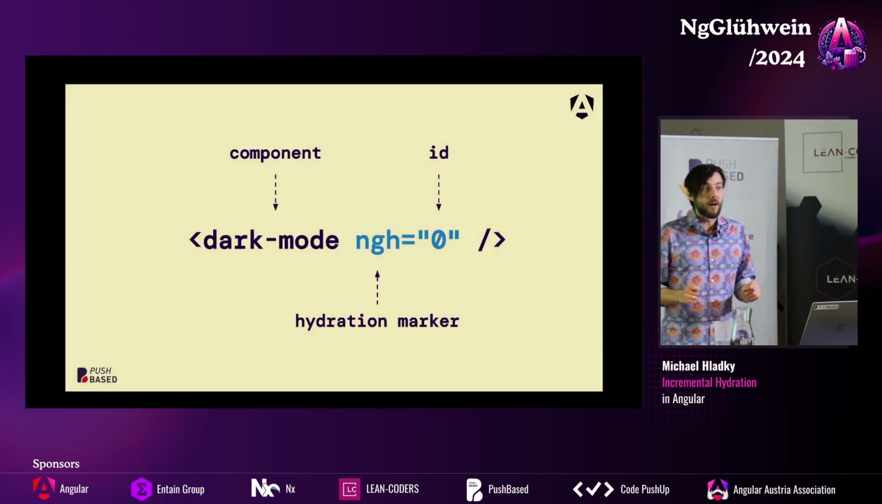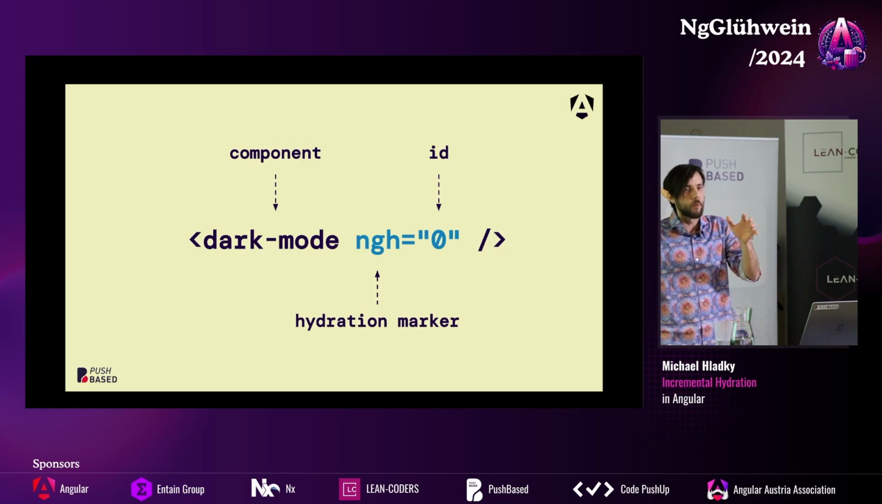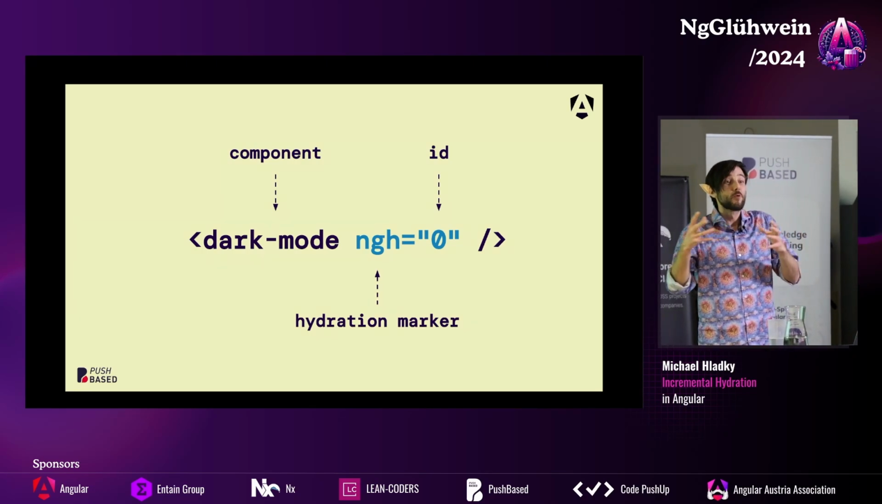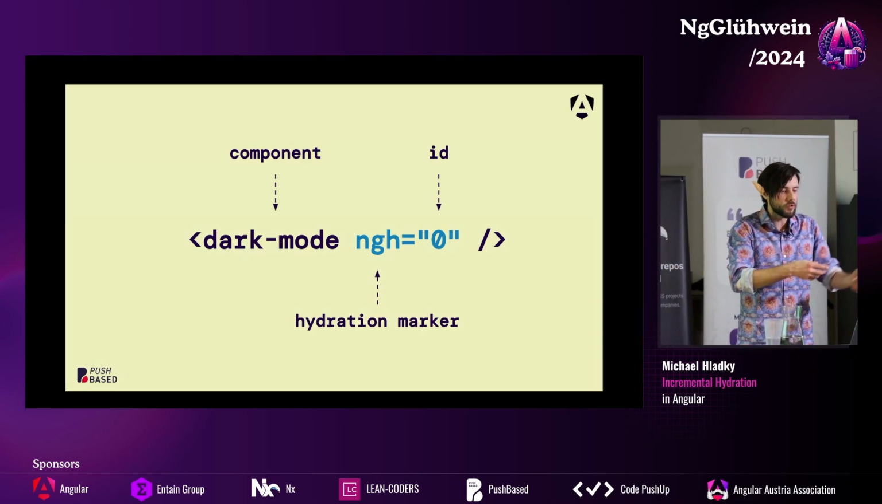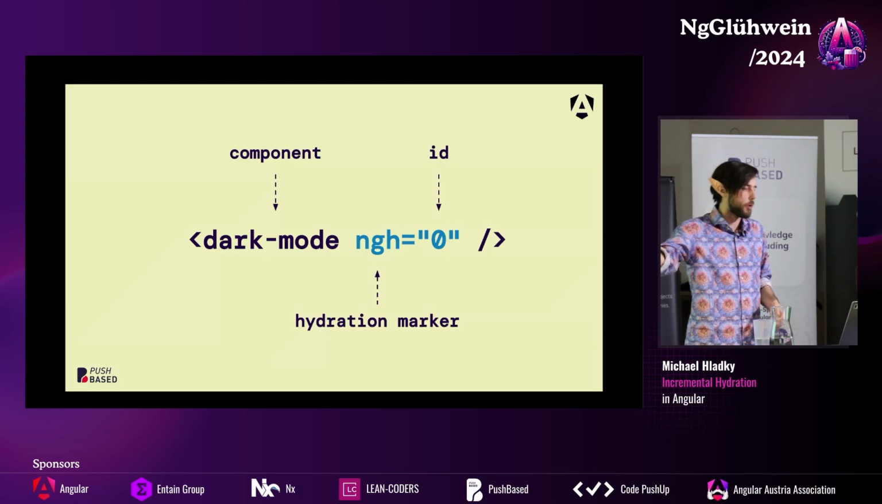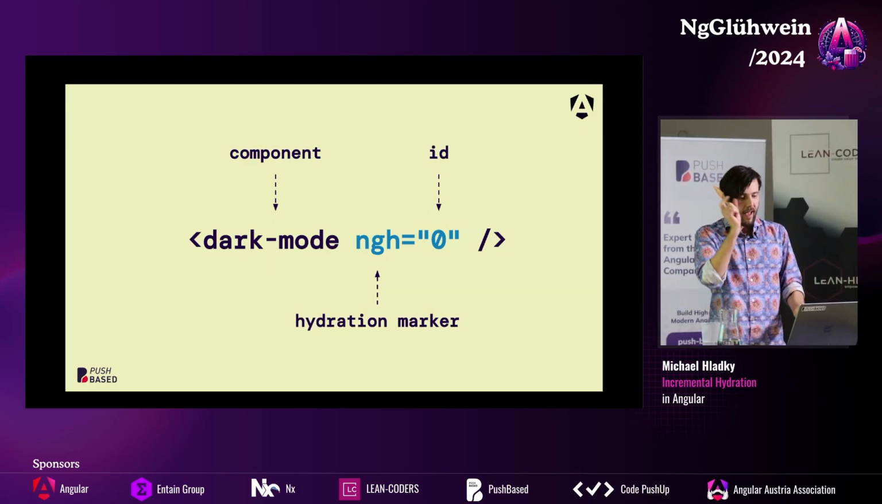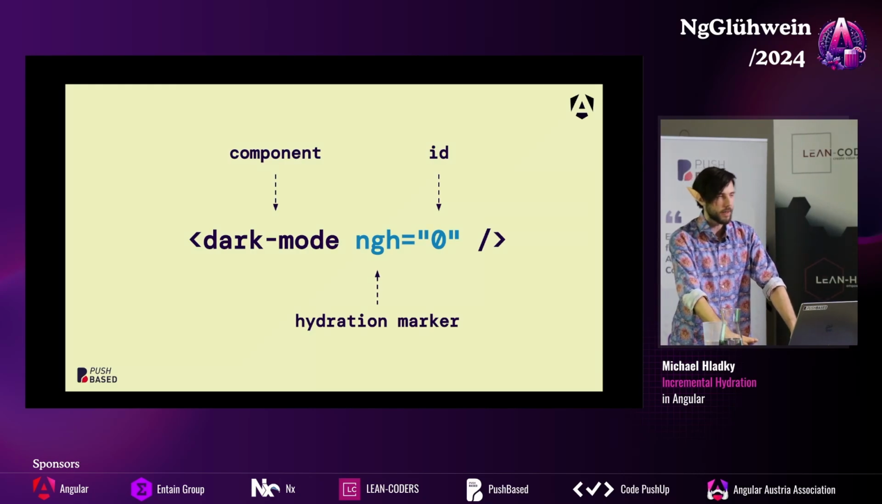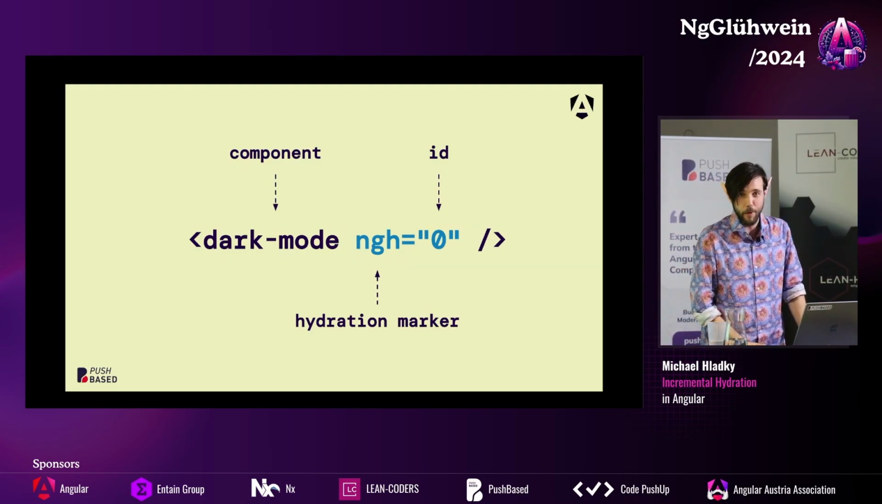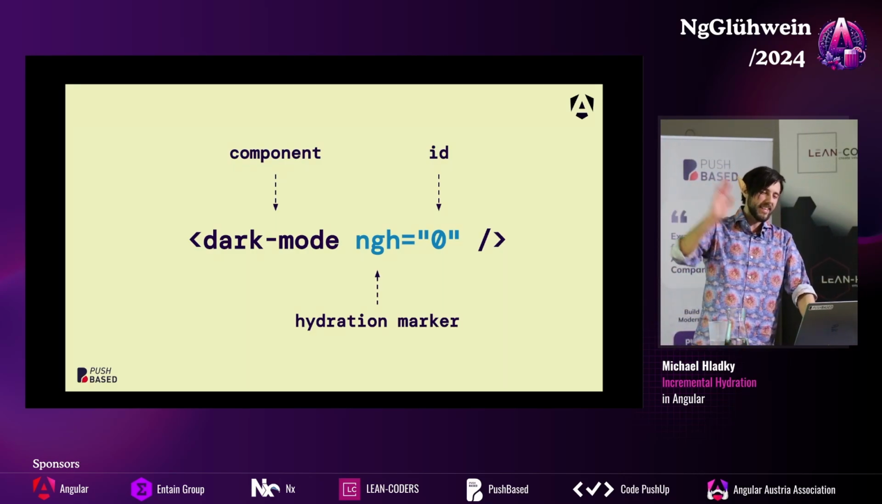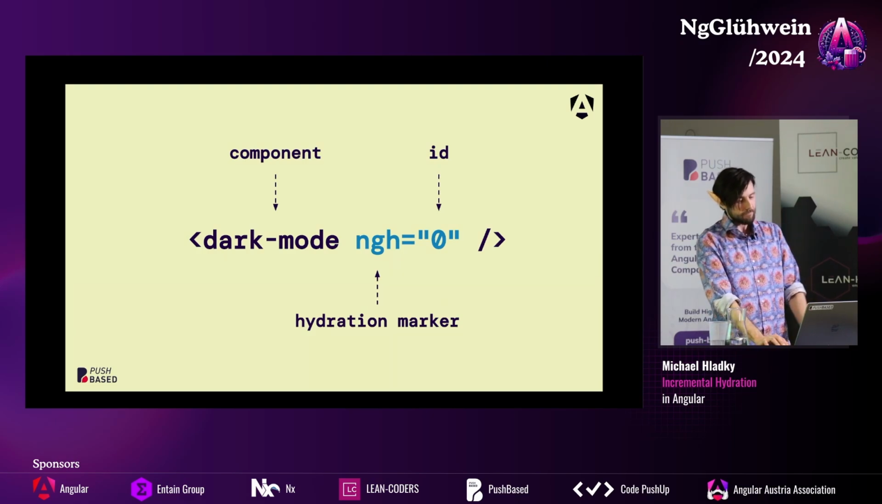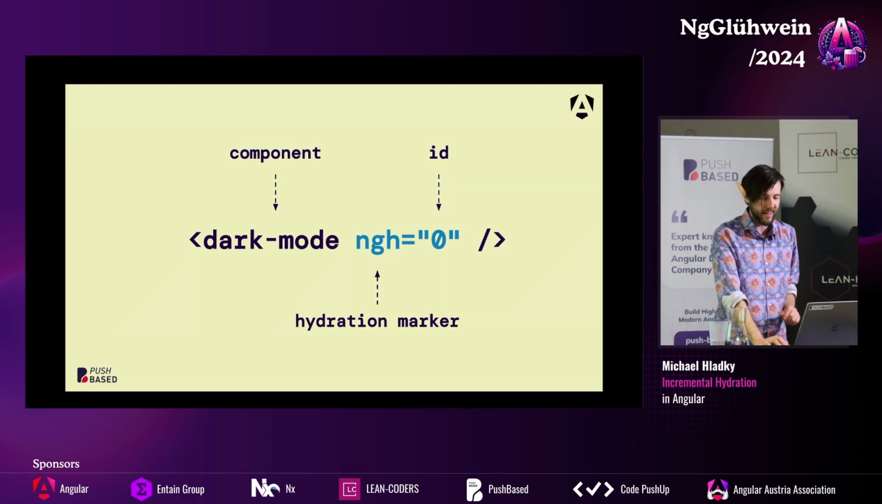And you also need markers, right? You have this JSON structure at the bottom with all the data, but you don't know to which element the data belongs, so you need to mark every single component that will get incrementally hydrated with a flag. I call that the hydration marker. I'm not sure if that's the correct term, but I just made it up. And then it has an ID. So you know all the components, the component ID, and then you can map that to the big JSON object.